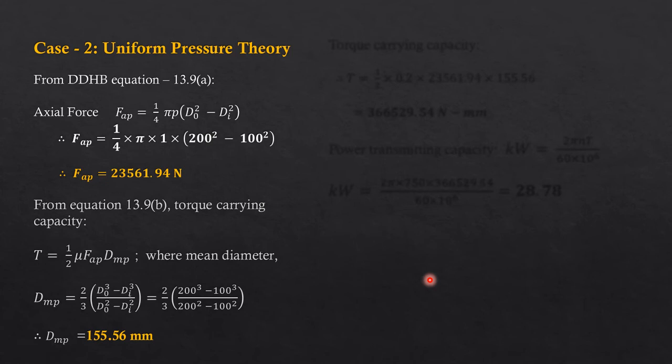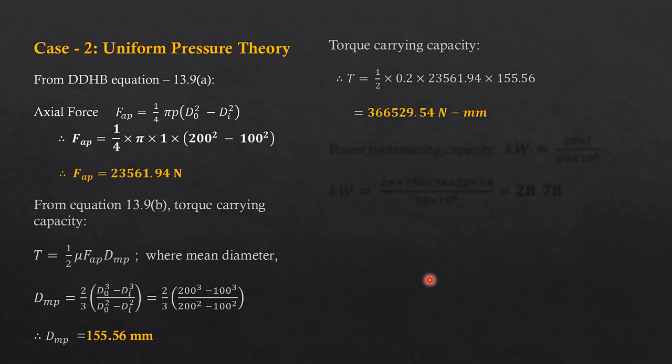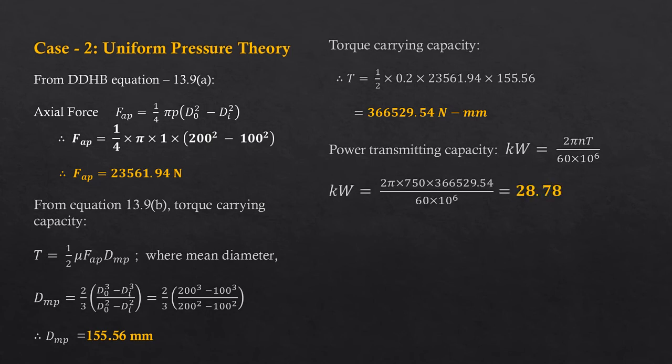So you know the axial force and you know the mean diameter. Substitute it into the torque formula and you will solve for the torque. Right. Now, knowing the torque, you can now calculate for the power similar to the previous case. And you see that the power that we get is 28.78 kilowatt.